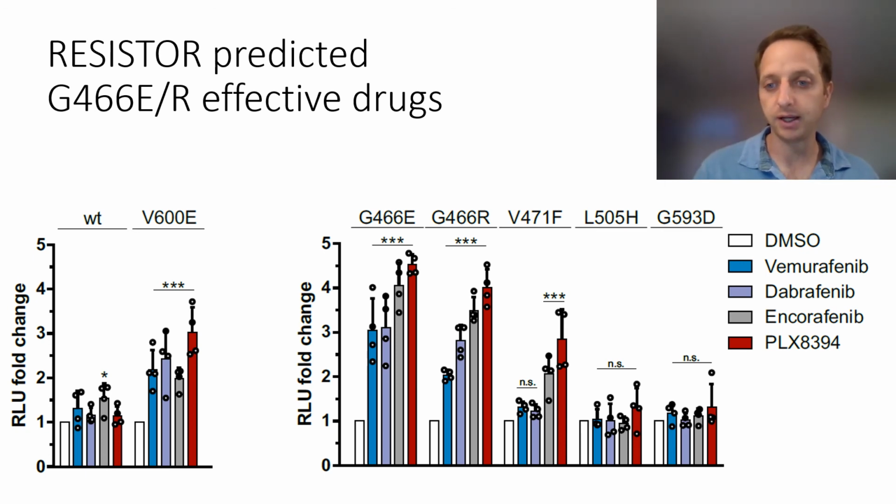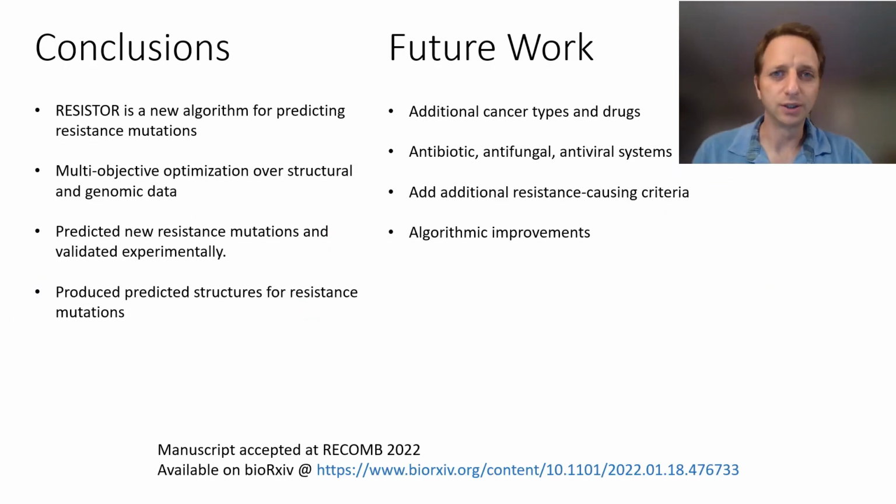In conclusion, we've designed a new algorithm for predicting resistance mutations. Resistor uses multi-objective optimization over structural and sequence data. We've used Resistor to predict new resistance mutations that we've experimentally validated. We've also predicted structures for these mutations. In the future, we'd like to apply Resistor to additional cancer types and drugs, to the antibiotic, antifungal, and antiviral spaces, add additional resistance-causing criteria to the optimization, and we're always looking for algorithmic improvements.